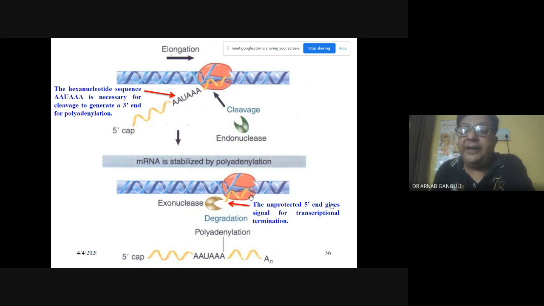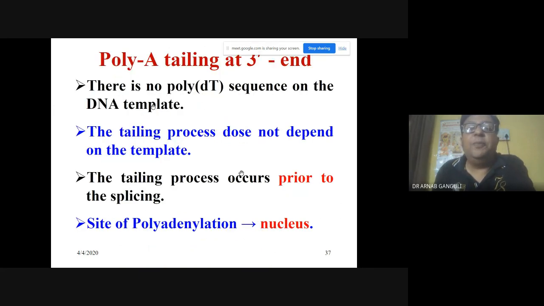The unprotected 5' end gives signal for transcription termination. Here you can see many A's have been added, A to the power n. So there is no poly dT sequence on the DNA template. Normally there is no such DNA template. So this polyadenylation or the polytailing does not depend on the template. And this tailing process occurs before splicing happens.